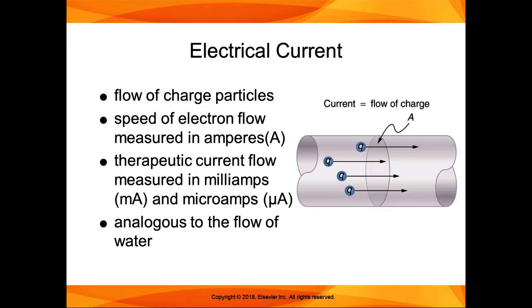So electrical current is a flow of charged particles. The speed of the electron flow is measured in amperes. Therapeutic current flow is usually in milliamps or microamps. So it's a thousandth of an ampere or a millionth of an ampere. So pretty small current flows. And you can think of the flow of current as being analogous to the flow of water. And we'll talk about some different things where it is helpful to think about it that way.